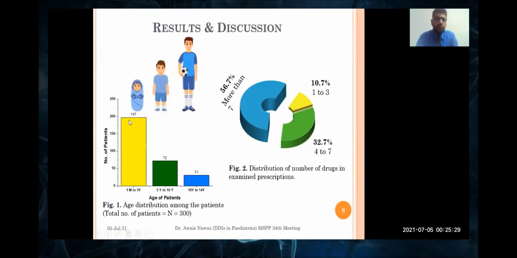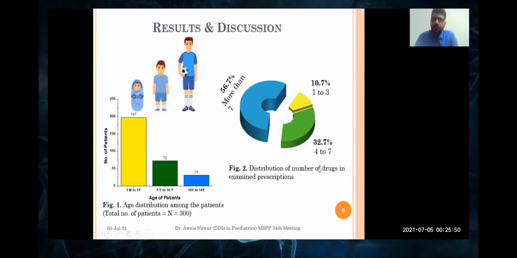What we found initially was that most of the patients who had these problems belonged to the early age group from 1 month to 5 years. There was a lesser number that belonged to 5 to 10 years, and also some that belonged to 10 to 14 years. As it is a pediatric hospital, the maximum age limit was 14 years, so no other patients were there.